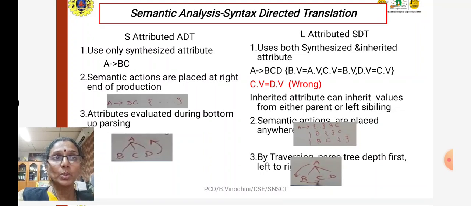In this video I explained the function of semantic analysis, how semantic analysis verifies the production using syntax directed definition and translation, and the difference between the attributes, inherited and synthesized. I hope you understand the types of attributes and how the semantic action is performed in particular productions.